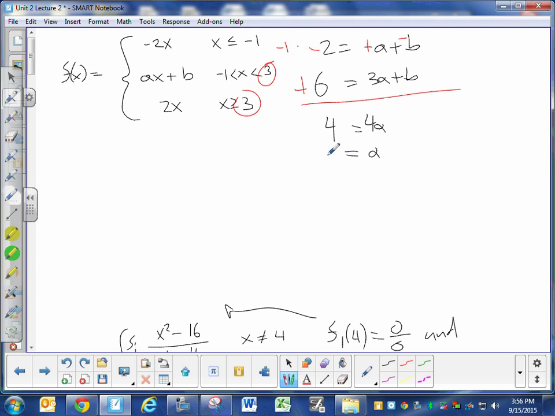This is nice, it's easy to work with. a is equal to 1, plug a back in. b is equal to 3. Okay, so we just found a and b.